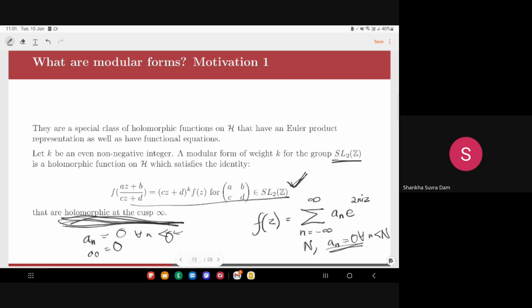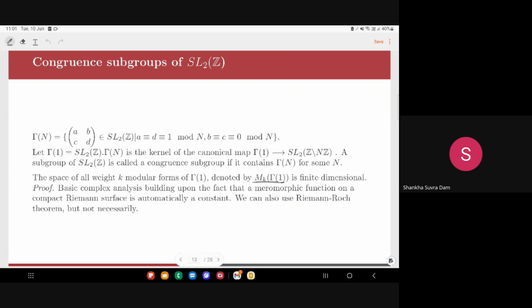These things form a subspace of Mk(Gamma 1). And that subspace is usually written as Sk(Gamma 1). This is the space of all cuspidal forms. And we have a nice inner product on this. Like this is a finite dimensional vector space with an inner product, and it's a Hilbert space. And that inner product is called the Petersson inner product. We don't need that for proving the sum of four squares theorem, but yeah, good to know.